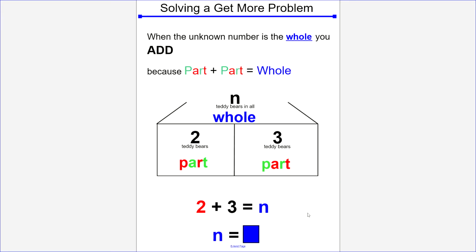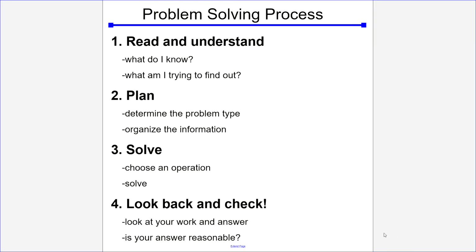When I want to solve this put together problem with a missing whole, I add, because part plus part equals whole. To solve this problem, I'll add 2 plus 3 to find my total or whole N. Think in your brain, what is 2 plus 3? You're right, 2 plus 3 is 5, so N equals 5.